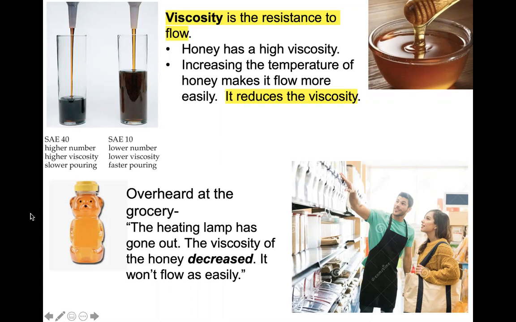But anyways, at that setup, the heating lamp they had for it had gone out. There's a little burner thing, and it had gone out. And so the helper tells the woman, it looks like the lamp has gone out. The viscosity of the honey has decreased. It won't flow as easily. Let me go to the back and I'll see if I can get some more. Now notice the use of the word decreased. Viscosity is the resistance to flow.